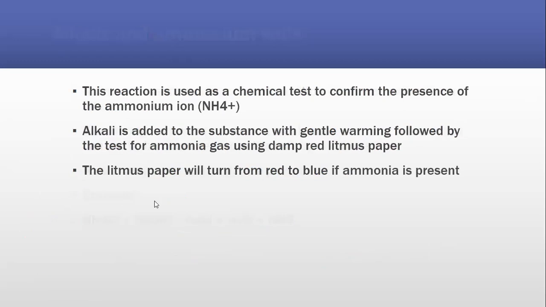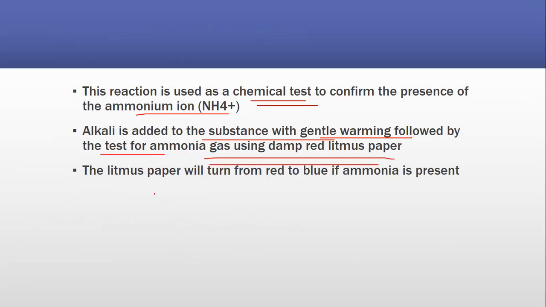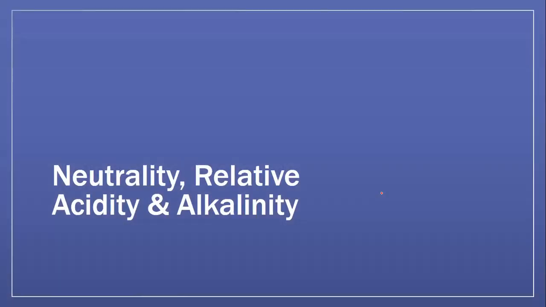The reaction is used as a chemical test as well to confirm the presence of ammonium ion. Alkali is added to the substance with gentle warming, followed by the test for ammonia gas using damp litmus paper. The litmus paper will turn from red to blue if ammonia is present.